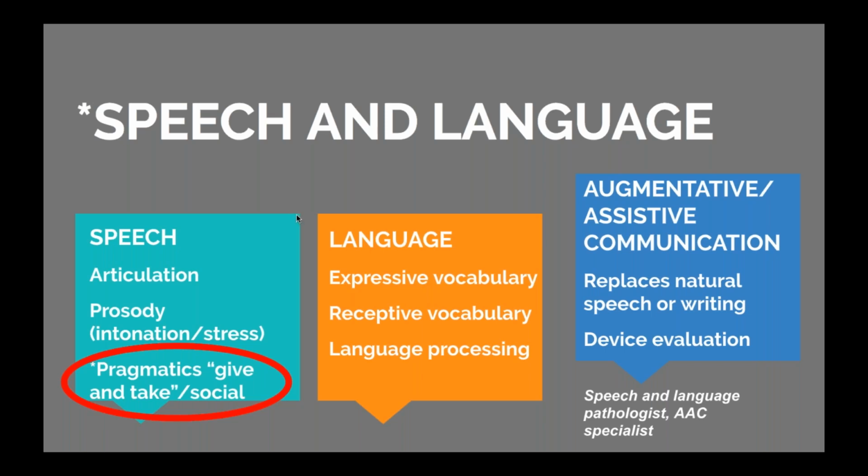The speech and language pathologist is also going to look at language that's different than speech. That's a child's expressive vocabulary, receptive vocabulary, how they process language. If the child has some need for augmentative or assistive communication that would replace their natural speech or writing, an AAC specialist would come in to do an evaluation to see if they need it and whether there should be a specific device to help them.